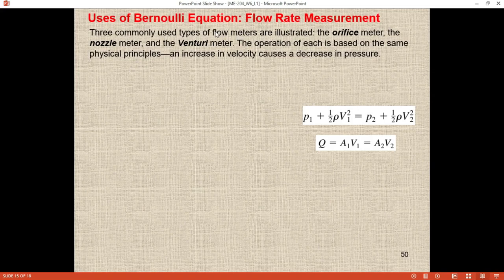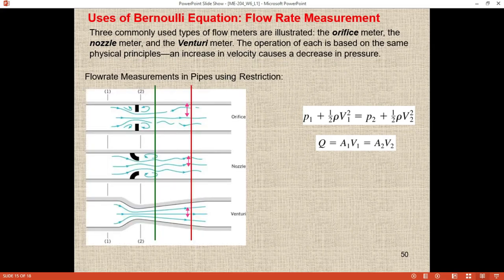Three types means three types of different obstructions: the orifice meter, the nozzle meter, and the venturi meter. The operation of each is based on the same physical principle, as an increase in velocity causes a decrease in pressure. So this is the phenomenon. Here we have flow meter measurements in pipes using restrictions.